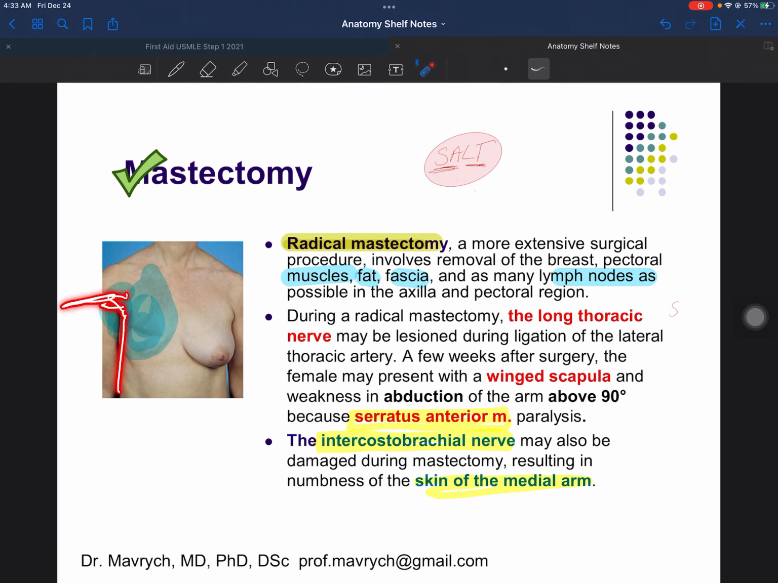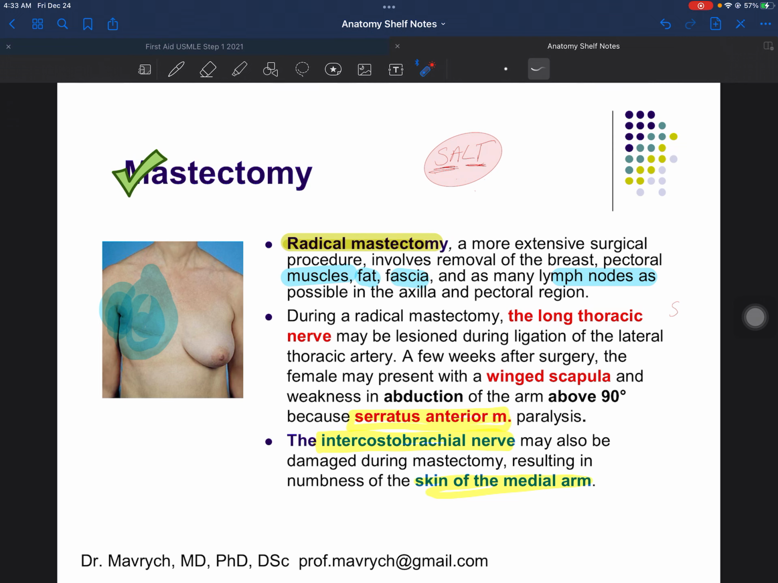So this is the horizontal line, this is 90 degrees. You're going to pick it up above the 90 degrees. That is the serratus. And we also use the trapezius; we can do the same thing with the trapezius also. So let's keep going here.